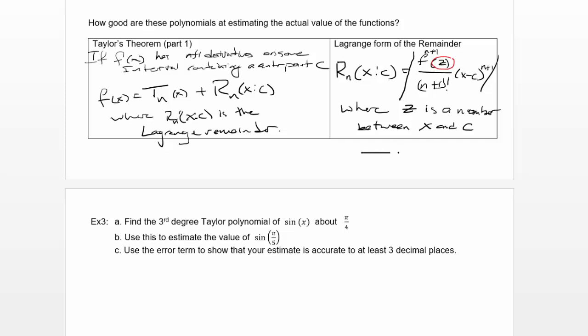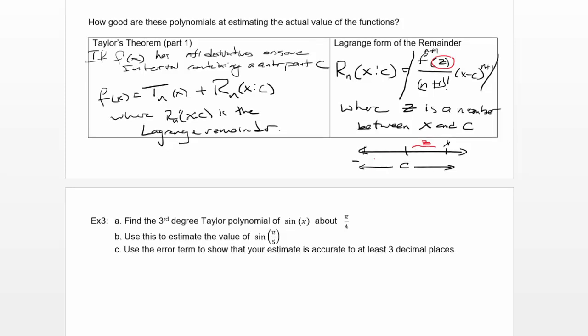So z, if you think of a number line, our center of the polynomial is some value c. x can be either somewhere to the right or somewhere to the left of c. And this is saying that z has got to live somewhere between wherever you choose x and the center point. So z lives in here. Or if x happens to be less than the center, then z lives correspondingly in here. We'll use this to approximate the largest that this error or remainder could ever be, and that's going to help us answer questions like showing that our estimate is within a certain number of decimal places of the actual value.